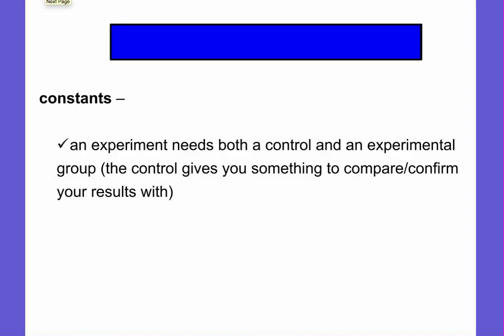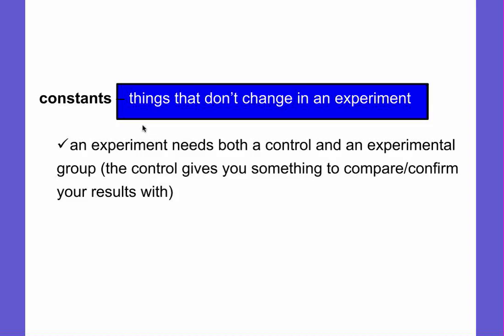And then we have constants. Those are the things that you don't want to change in an experiment. Those are all the other things that you're trying to keep the same. So in another example, I want to see how fertilizer affects plant growth. Right? So I have this plant, I put fertilizer on it, and I'm doing this to lots of different plants at the same time to make sure that it's a consistent thing, right?